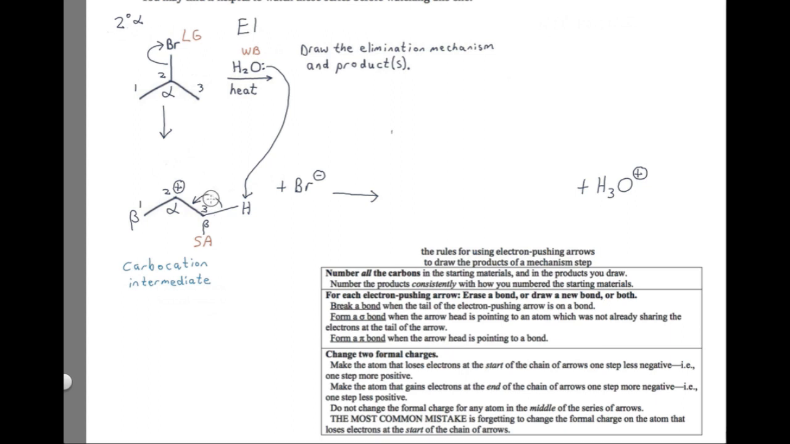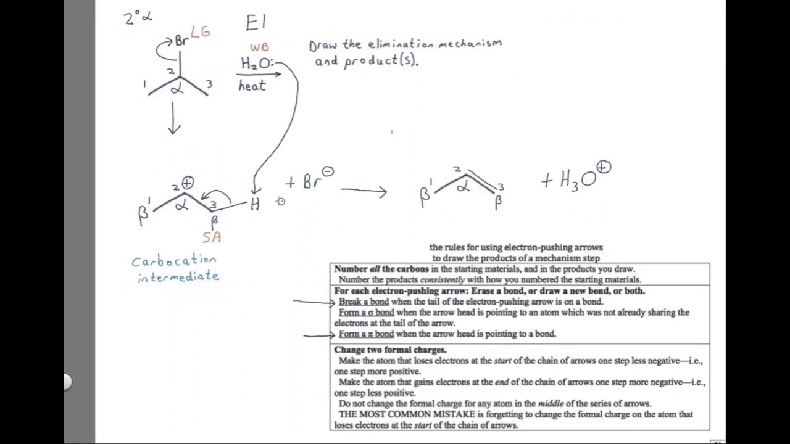Now we move on to this arrow and go through the same process. Does this arrow tell us to break a bond, form a bond, or both? Well, I think it's clear that this arrow tells us to break the bond between carbon-3 and the hydrogen and to form a new pi bond between carbon-2 and carbon-3. The tail of this arrow is on the bond between carbon-3 and the hydrogen. So that arrow tells us to break the bond between carbon-3 and the hydrogen.